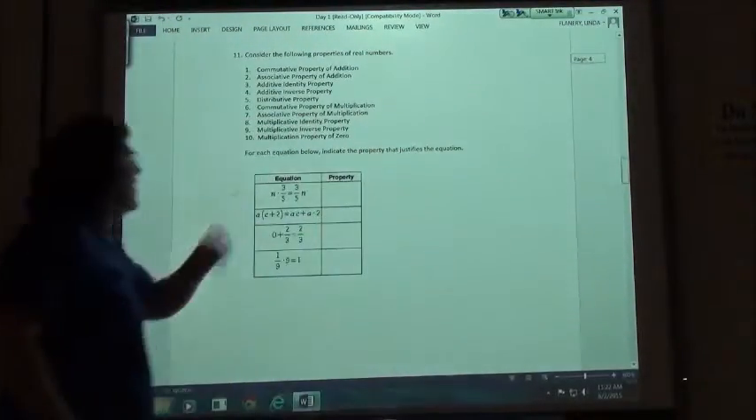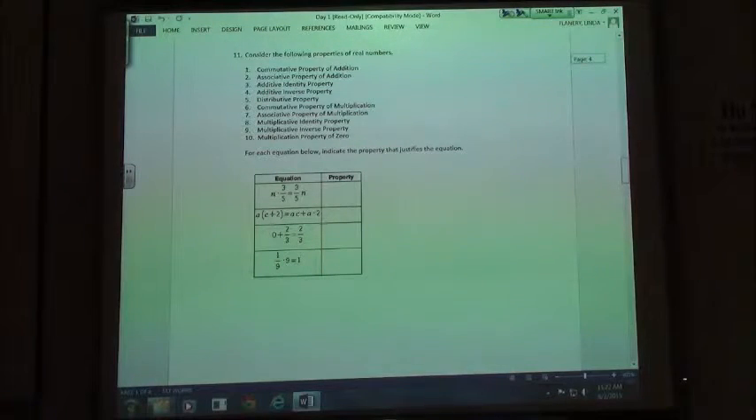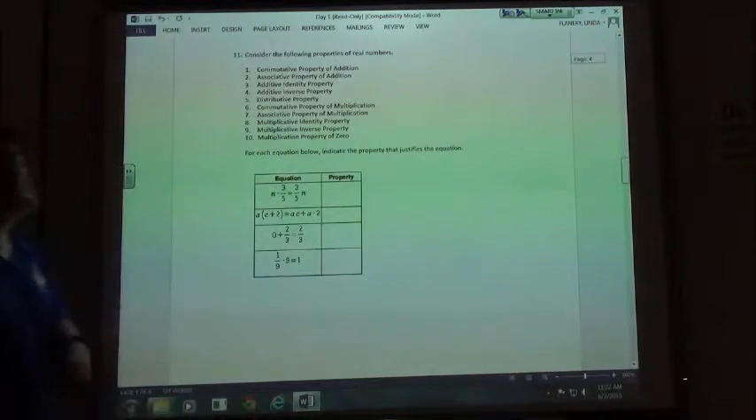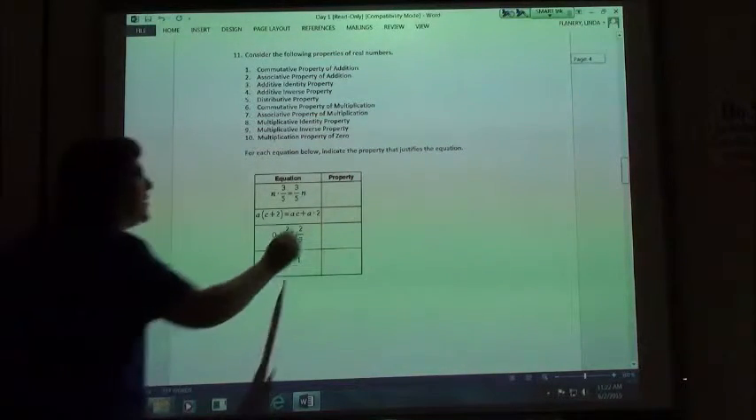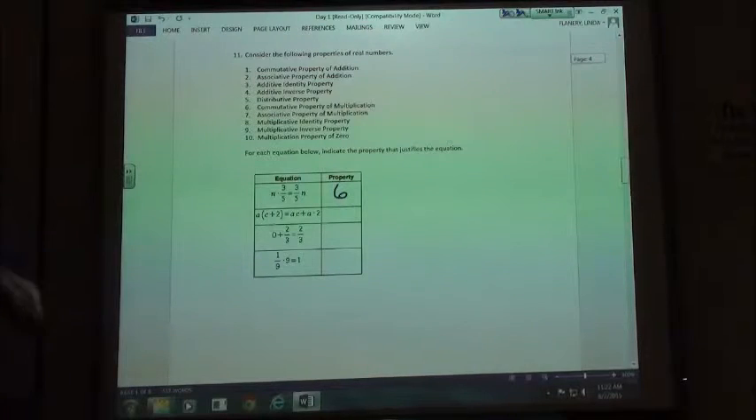So, n times 3/5 equals 3/5 n. Did I go to the right one? Sometimes I skip pages. n times 3/5 equals 3/5 n would be which property? Commutative property of multiplication. So number 6, we just switch the order. They switch those 2 things around, right?